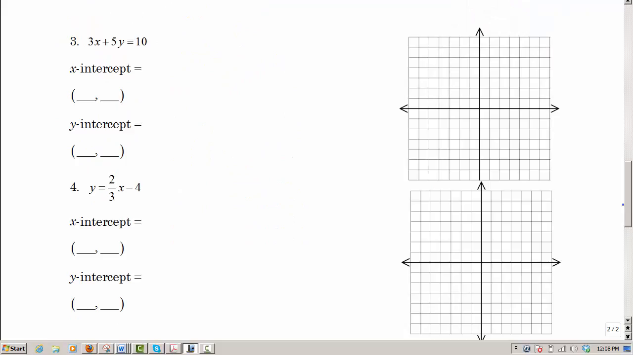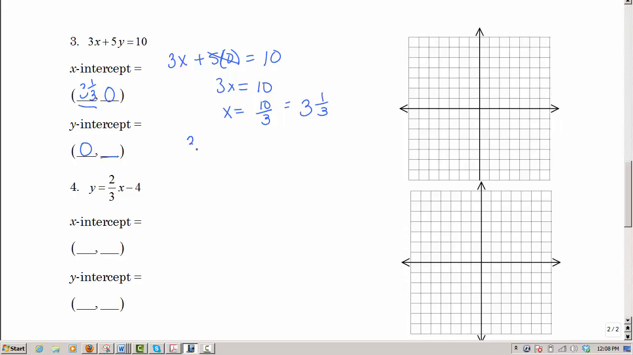Let's keep going. So I want to find the x-intercept, so I let y equal 0. Oh, not pretty, but that's okay. I get 10/3. Now because I need to plot this, this is one of the few times we're going to change that to a mixed number. So 3 and 1/3. Right, I want to find the y-intercept, so I let x equal 0. Maybe that'll be a little bit prettier. And it is, so divide by 5.